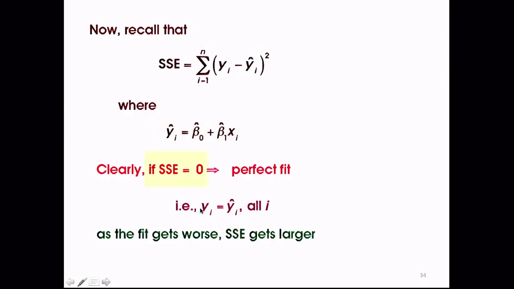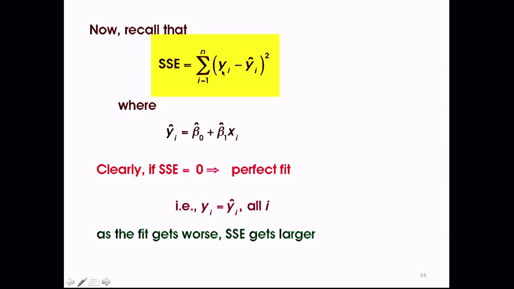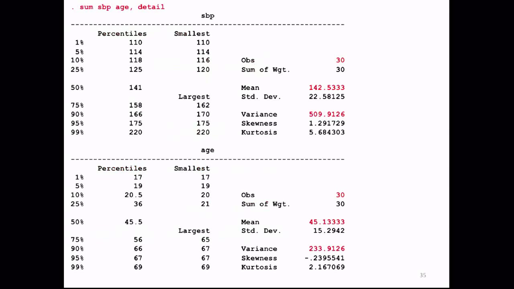Now, if the error sum of squares was 0, how could that happen? How could the error sum of squares be 0? Well, the only way the error sum of squares can be 0 is if the observed value of y and the expected value of y are the same every single time. But as the fit gets worse, that is, as there becomes some deviation between the observed value of y and the predicted value of y, the error sum of squares grows larger and larger. So the bigger the error sum of squares, the worse the fit. Okay? If the error sum of squares is 0, you would have perfect fit.